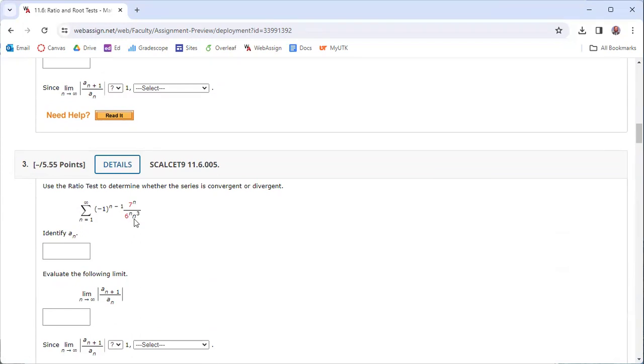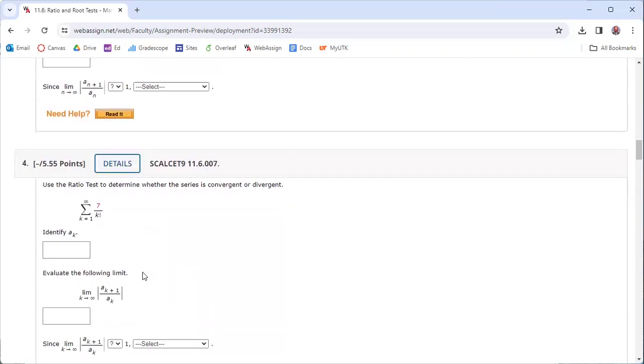And I think because we've got a 7 upstairs and a 6 downstairs, we're going to be drawing comparison to a geometric series with common ratio 7/6. 7/6 is greater than 1, so I think we get divergence in this case.